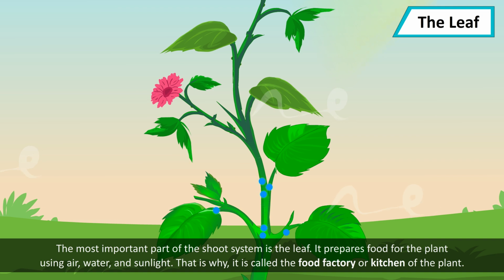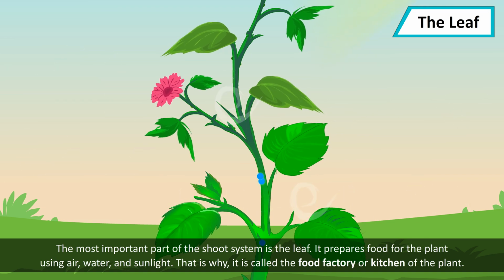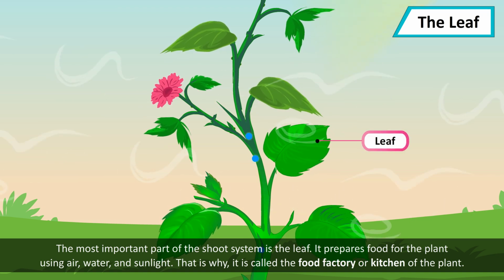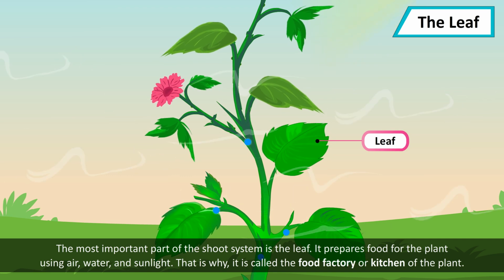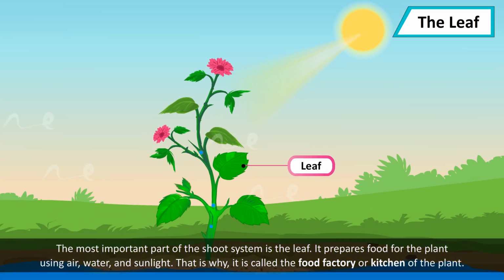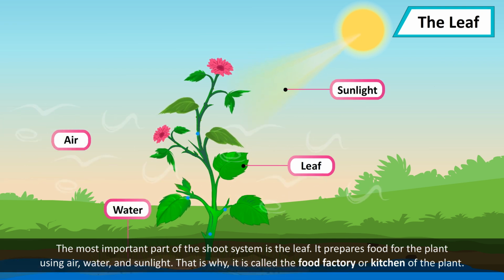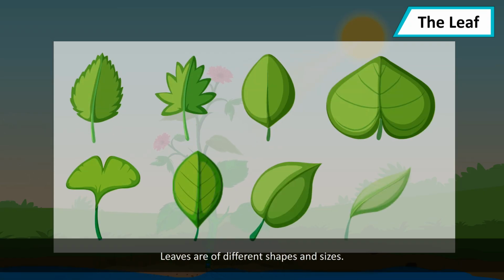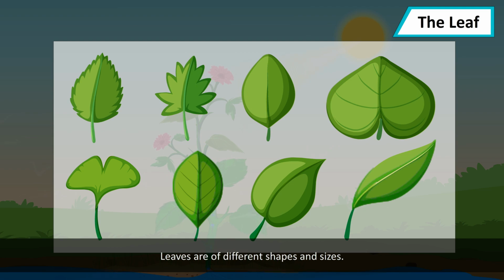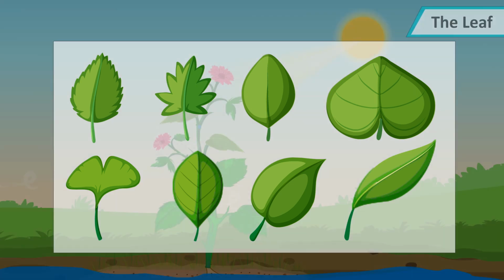The leaf. The most important part of the shoot system is the leaf. It prepares food for the plant using air, water, and sunlight. That is why it is called the food factory or kitchen of the plant. Leaves are of different shapes and sizes.